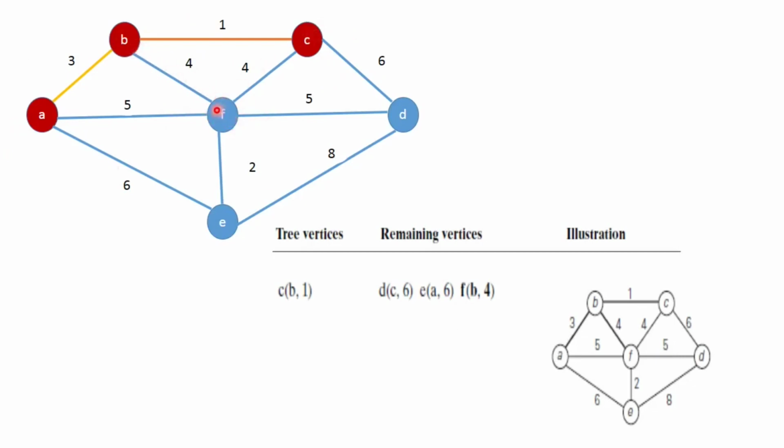I go in alphabetical order, so I prefer to choose B. So I have added F with near vertex B and minimum edge distance 4. So now among these, F can also be added into the tree vertices, which gives the minimum. So F to B you can highlight it. F to B you can highlight it. Here it is darkened.